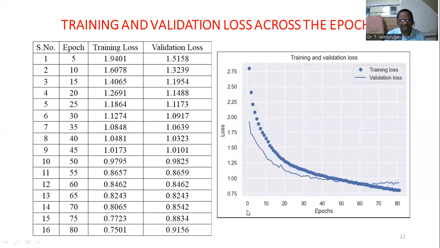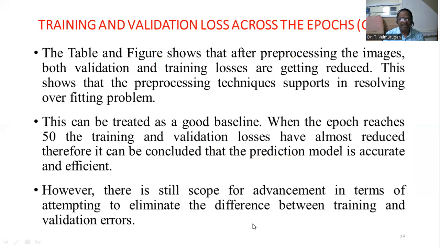You can easily understand from this figure that whenever the number of epochs is increased, the training and testing accuracy are increased. Therefore, the figure shows that after pre-processing the image, both the validation and training losses are getting reduced. This shows that the pre-processing technique supports in resolving overfitting problems. This can be treated as a good baseline.